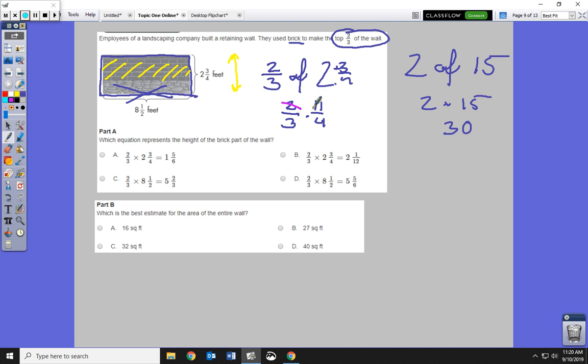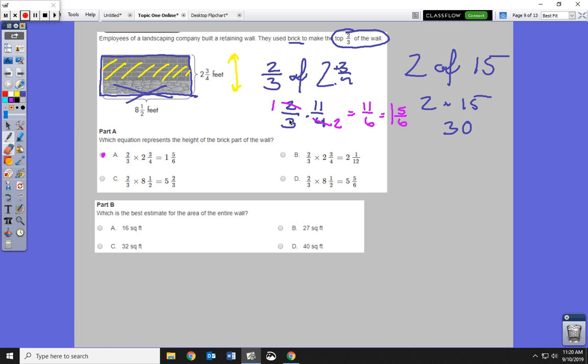I can do some cross reduction here. 2 and 4 have a common factor of 2. 2 is a factor of 2 once, 2 is a factor of 4 twice, and then we have 11/6. I want to make a group of 6 out of 11. I can make one group with 5 left over. So there's my answer for that problem: 2/3 times 2 3/4 equals 1 5/6. Again, we're talking about the brick portion, just this one.